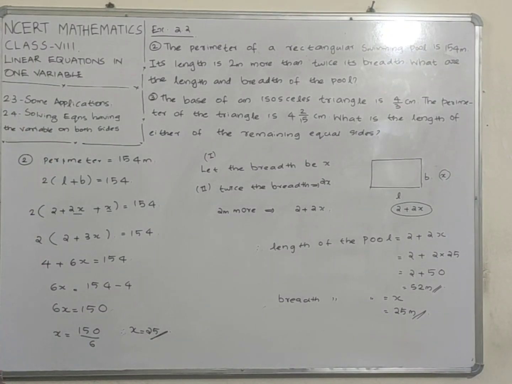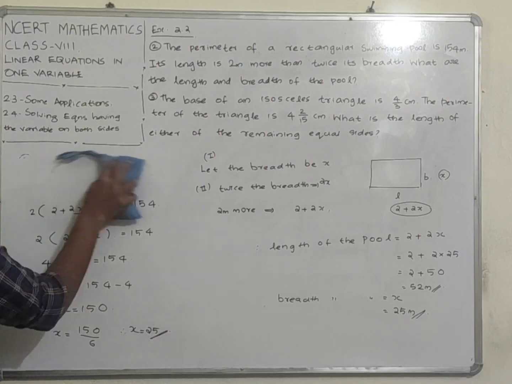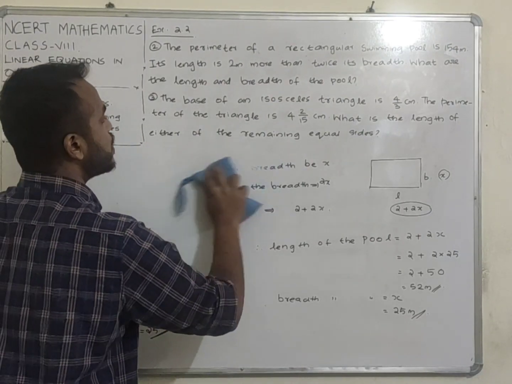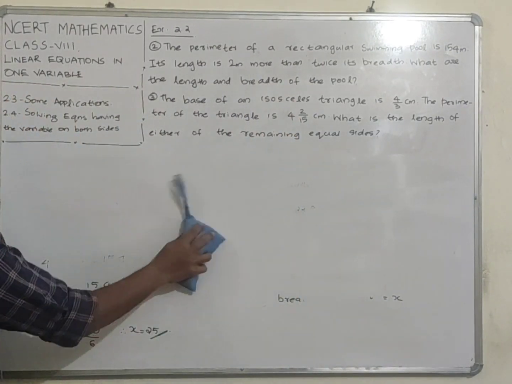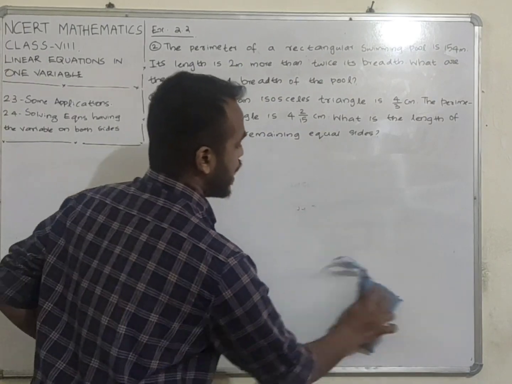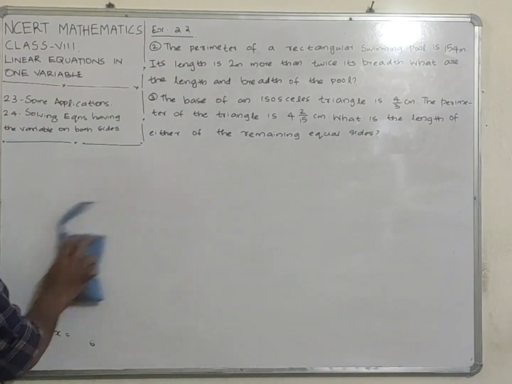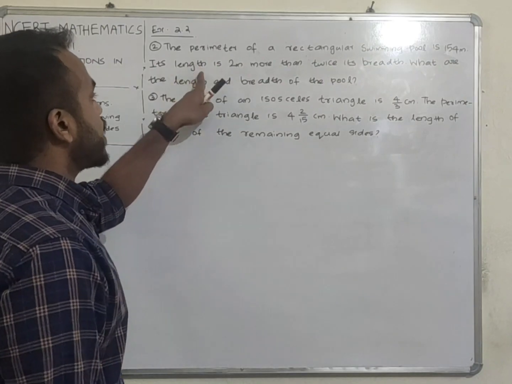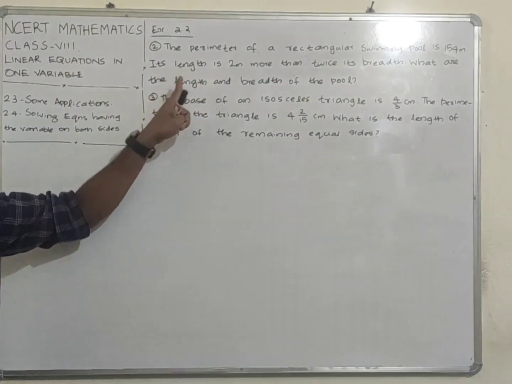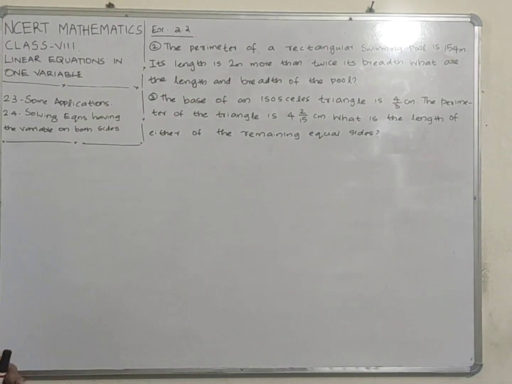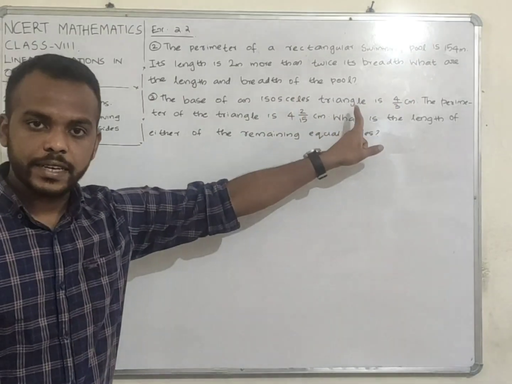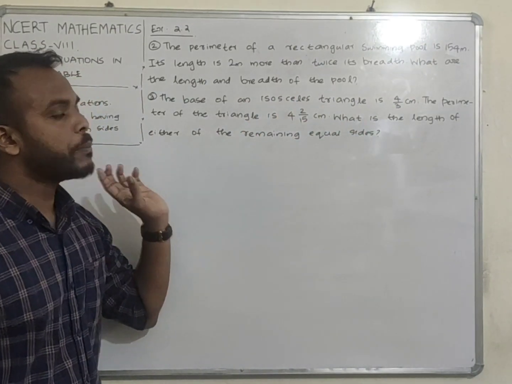The base of an isosceles triangle is 4 by 3 centimeter. The perimeter of the triangle is 4 2 by 15. What is the length of either of the remaining equal sides? Just as I told you earlier, if we wanted to solve the second question, we should have the idea of what is the area or what is the perimeter of a rectangle. In the same way, we should have the idea of what is an isosceles triangle, what is the peculiarity of an isosceles triangle.